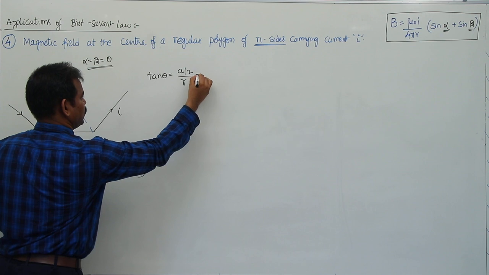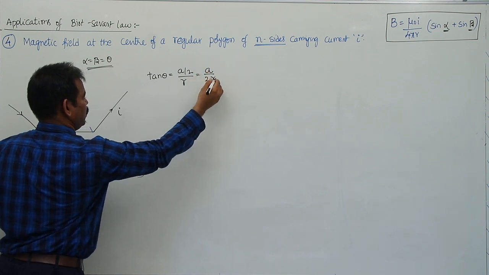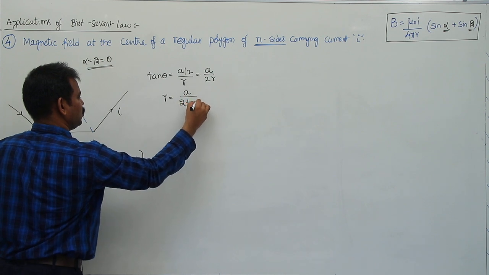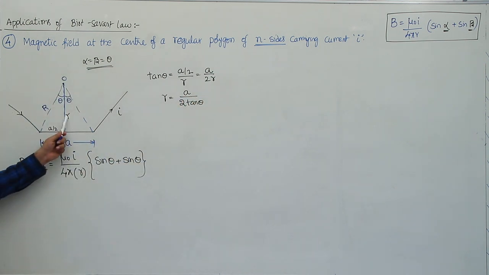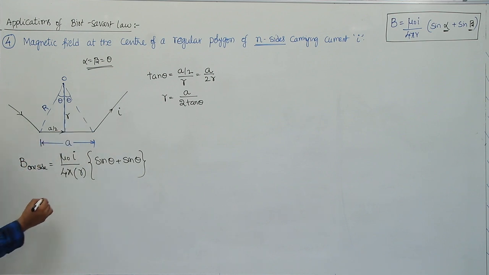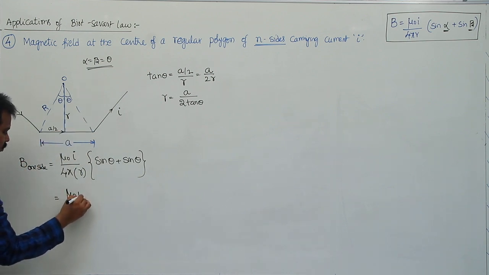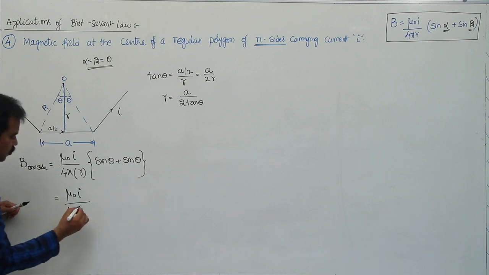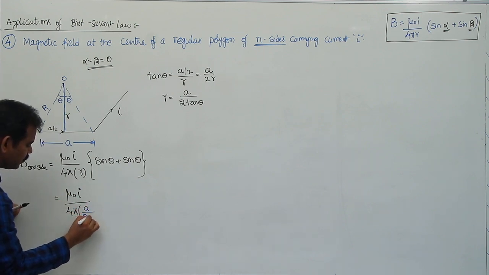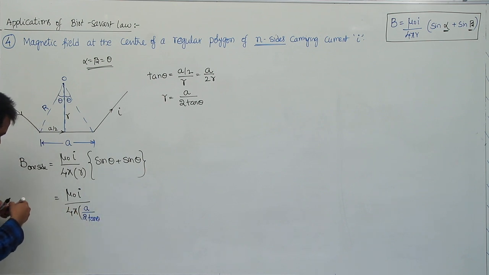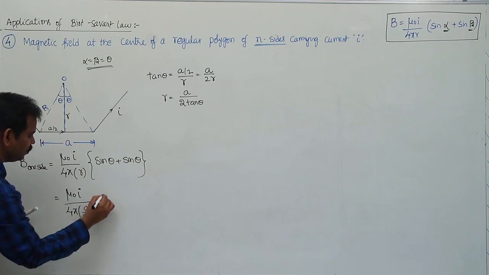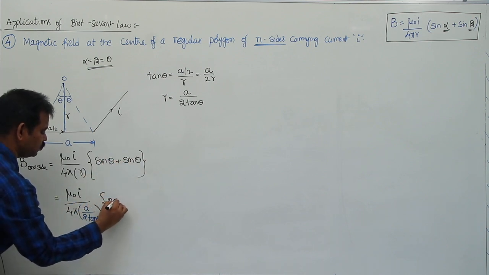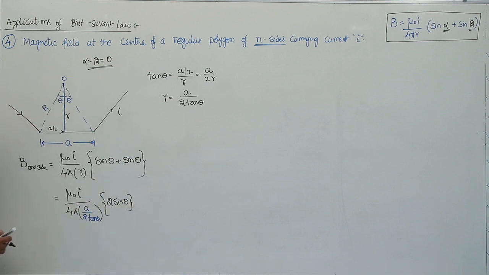So in place of this you can write A by 2R, which can also be written as R is equal to A by 2 tan theta. So in place of R I am going to replace this with A by 2 tan theta. So this is mu naught I by 4 pi into A by 2 tan theta, into sin theta plus sin theta, you can write 2 sin theta.